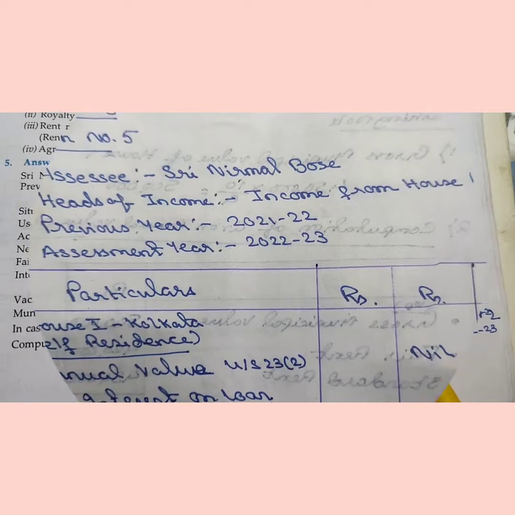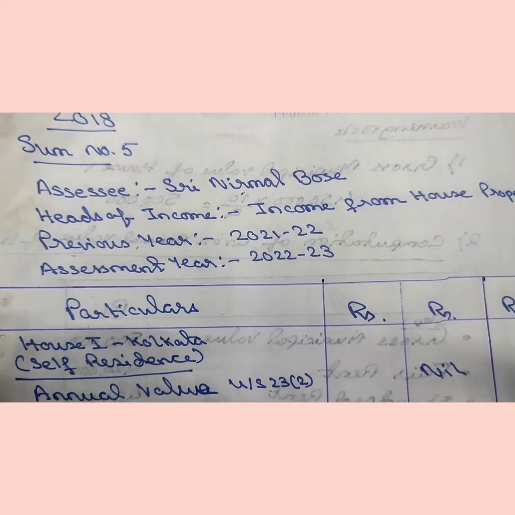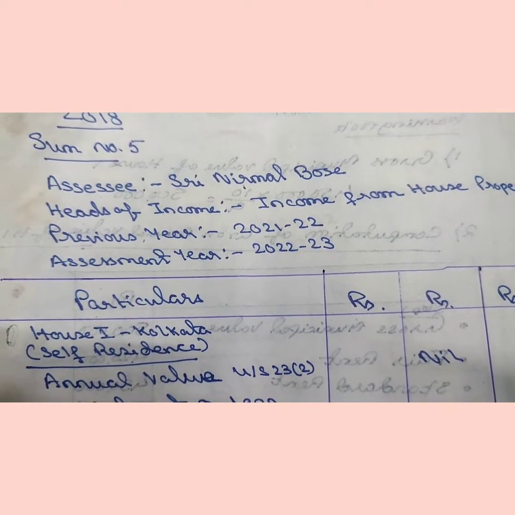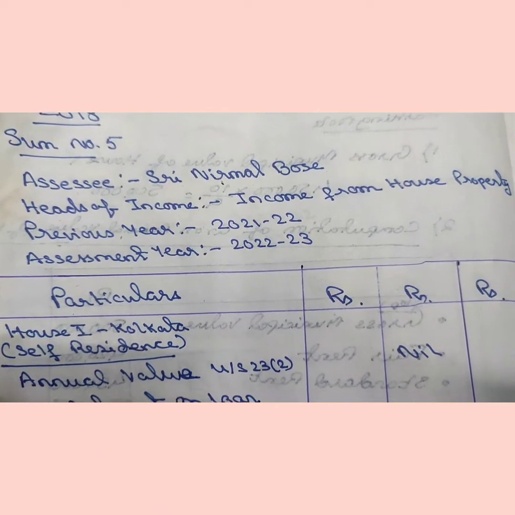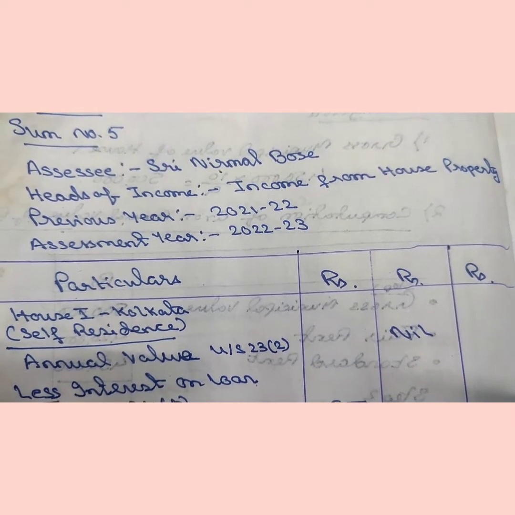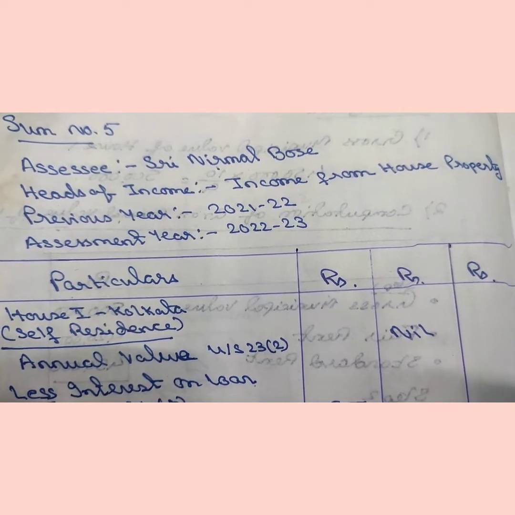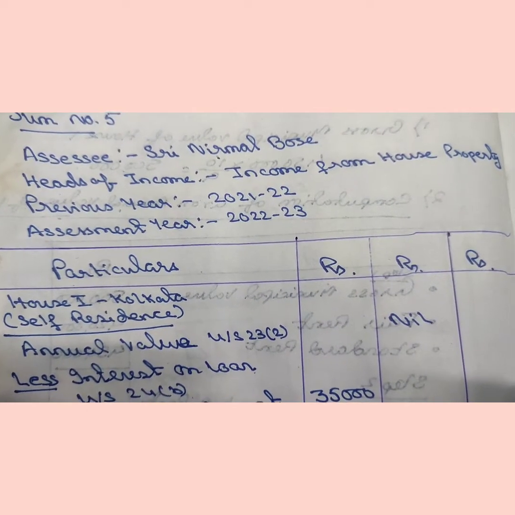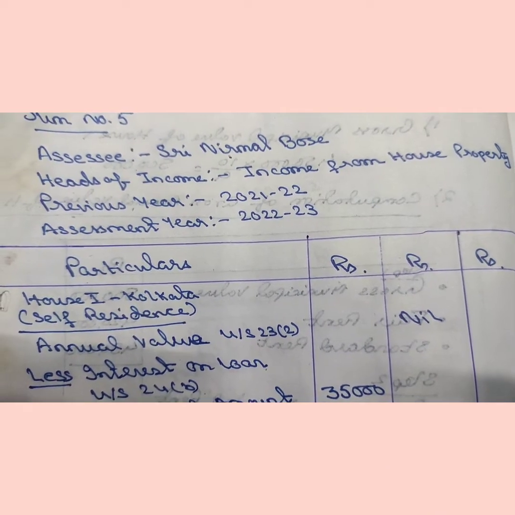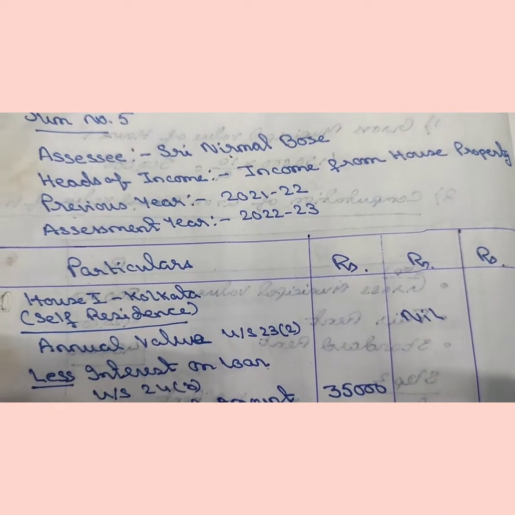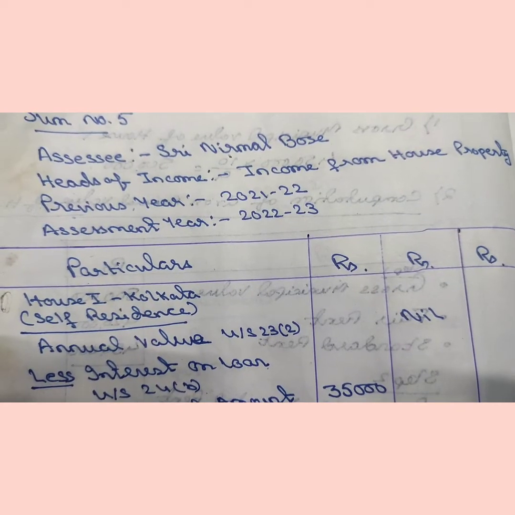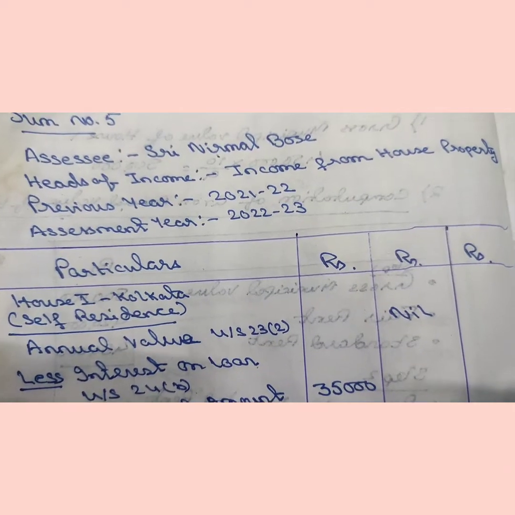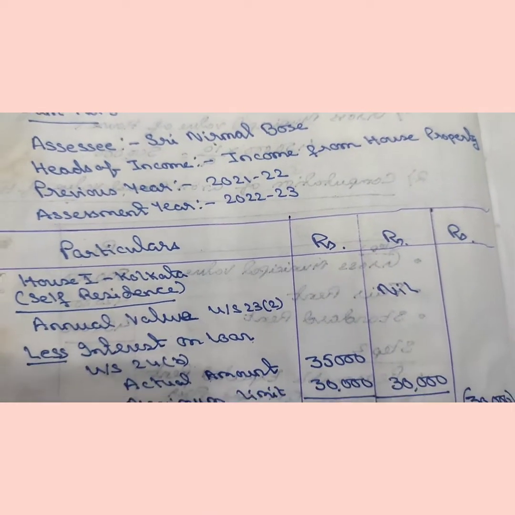Now we will do the answer. First we have to write the heading. In the heading, first write the name of the assessee. Here the assessee is Sri Nirmal Bosch. Next, what is the head of income? Here the head of income is income from house property. Previous year is 2021-22, which is your relevant previous year. For others, write the relevant previous year for you. And assessment year, for you the relevant assessment year is 2022-23. In case of others, write your relevant assessment year.